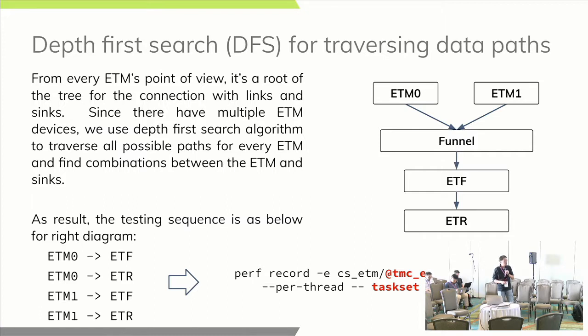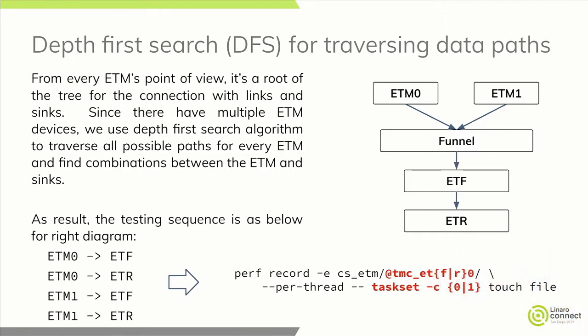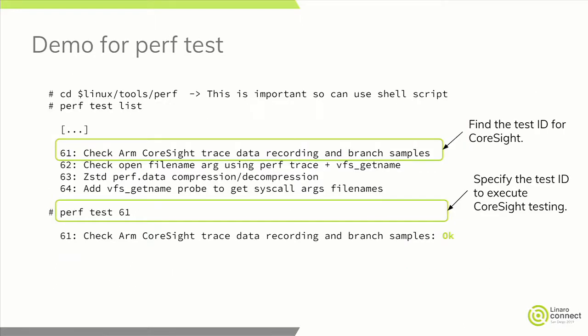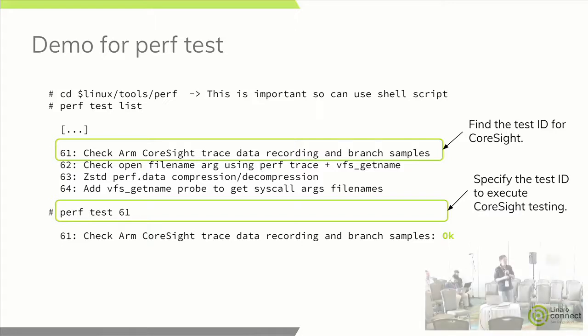Finally, we can use a command to specify this. Here we can specify sync, and we can use the taskset command to specify which CPU the test runs on, so it outputs the trace data only from a specific ETM. The test is actually pretty simple. You can use perf test list to find out the test ID for the CoreSight, and finally you can use perf test, specifying the test ID, to do the testing.